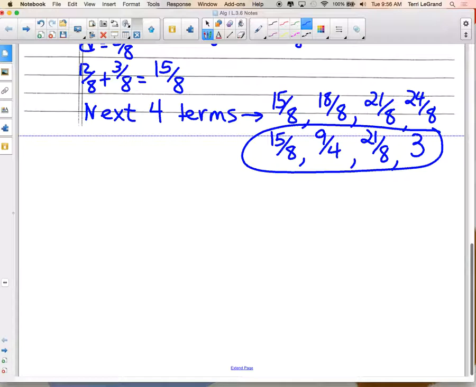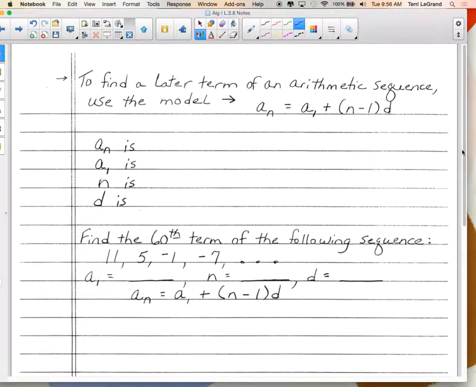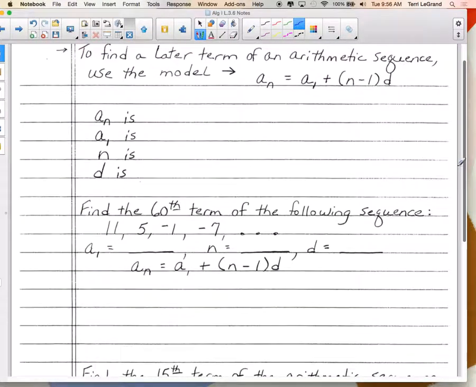Okay, then let's go to the back side. And now this is where we're going to do what Deb was talking about. This isn't how the book gave it. Well, no, this is the second one they gave you in your book. To find a later term of an arithmetic sequence, use this model.